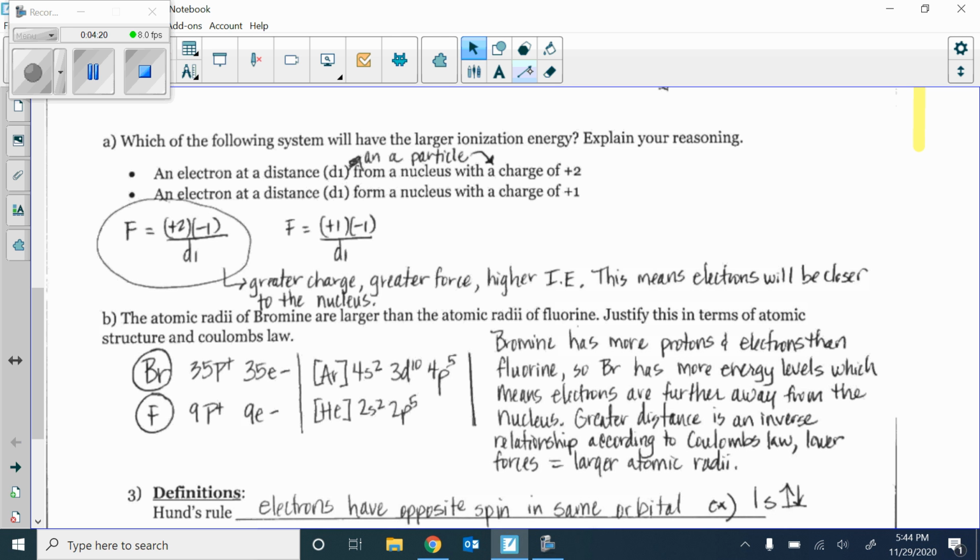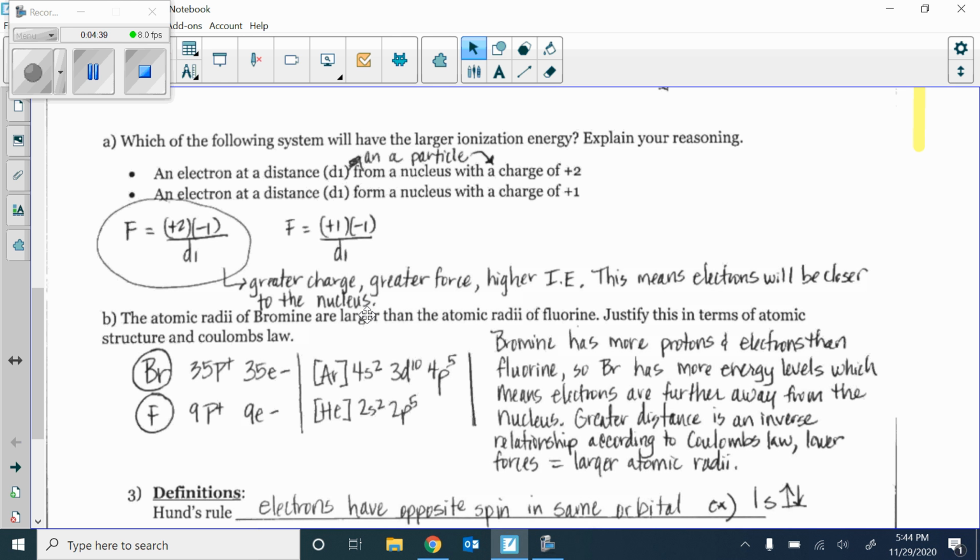And the reason that's going to be harder to remove is because there are probably going to be more protons. Now, I did write on there that electrons are closer to the nucleus, and that is because of the charge and the loss of electrons that are there. But if we really just think about the number of protons that are there, they're going to be more attracted to that electron.